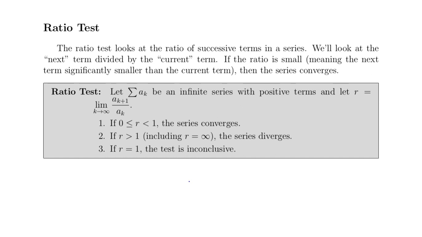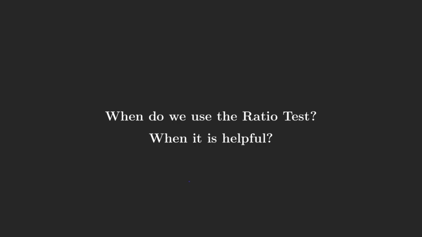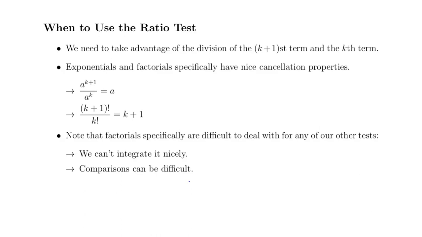We're looking for positive terms only, which means that if we do have alternating stuff, we're going to have to figure that part out. When do we use the ratio test? When is it helpful? Why is it a good test to apply sometimes? Well, we've got this division of a sub k plus 1 over a sub k, and so we're going to try and take advantage of that.